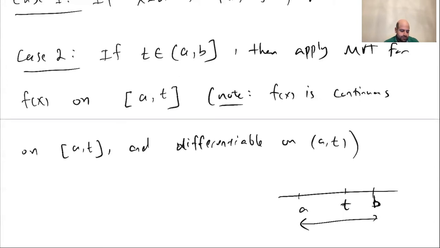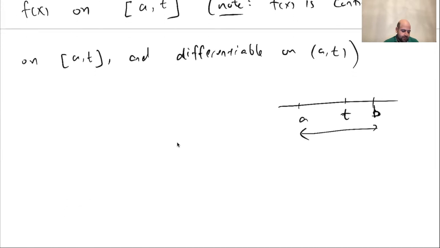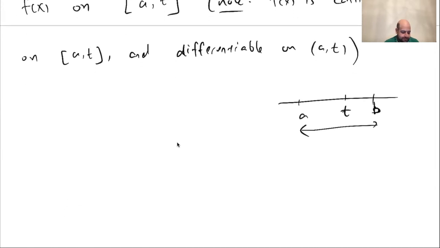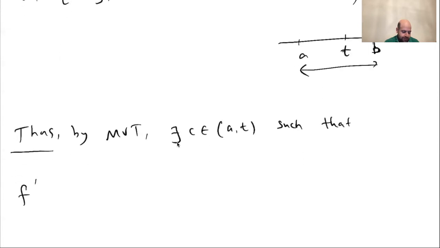Okay. So we can apply MVT between A and T. Then what can we say? Thus by MVT, there exists C between A and T such that F prime of C is equal to F of T minus F of A over T minus A.